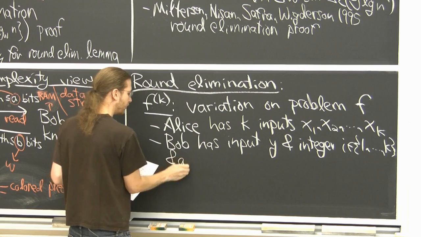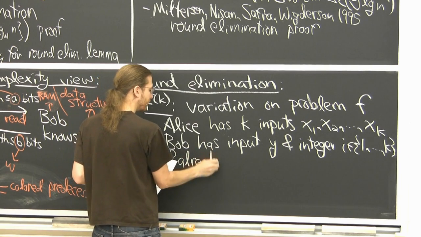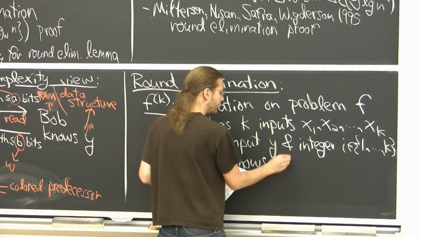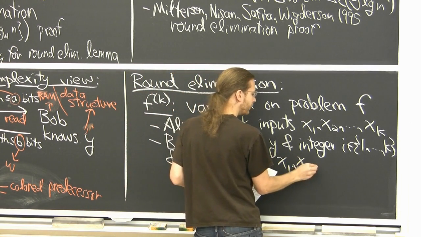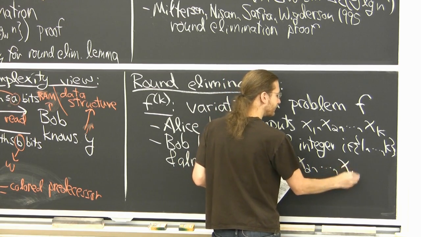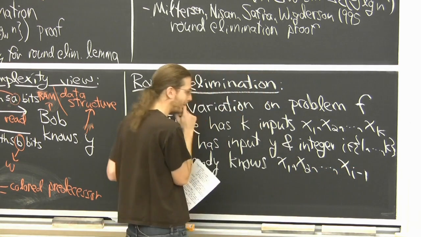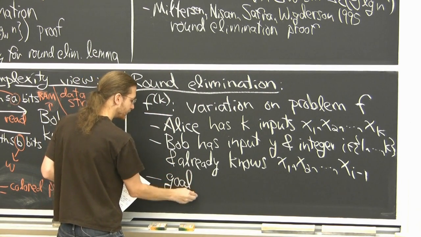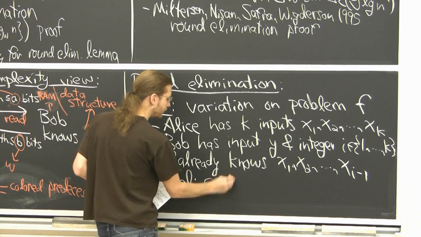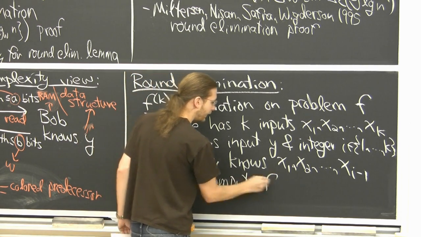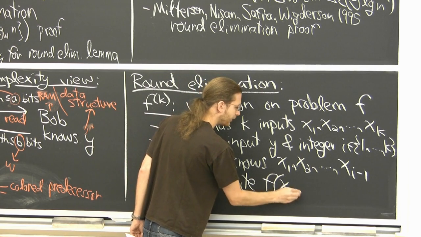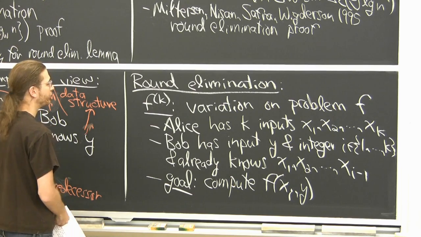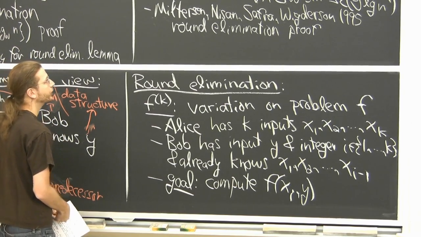Also, this is a technicality because we'll need it for colored predecessor. We won't see that for a few minutes, but Bob happens to know all the x's up to x(i-1). And the goal is to compute f of x_i, y. Okay, maybe I should draw a picture of this.